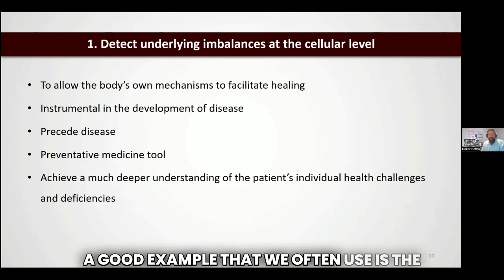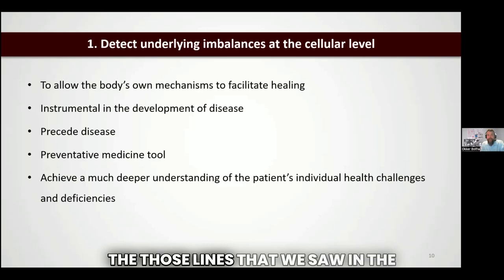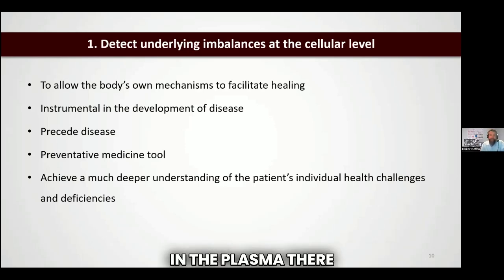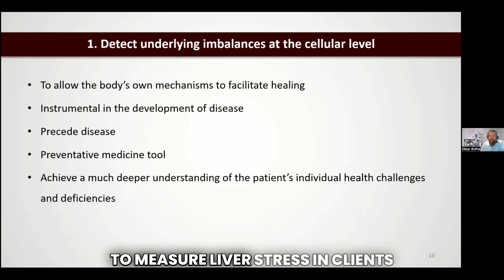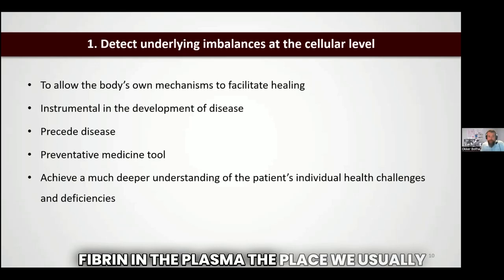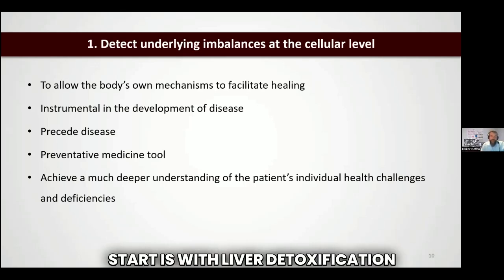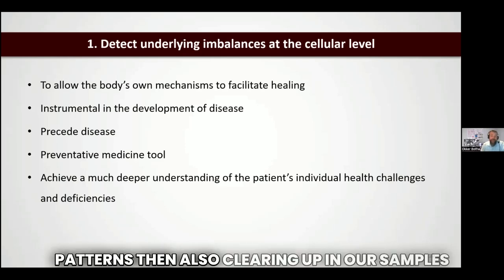A good example that we often use is the indicator for liver stress that we see in dark field, those lines that we saw in the plasma there. Those are related to the release of fibrinogen by the liver, and quite a useful and accurate way to measure liver stress in clients. So often if we see severe patterns of fibrin in the plasma, the place we usually start is with liver detoxification and liver support. And as the liver improves, we see those patterns then also clearing up in our samples.